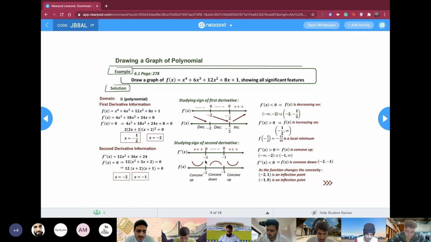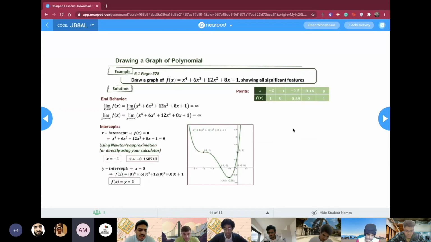We draw another number line and we place the -2 and -1, and we check the signs. We know it's a quadratic function, so we know the outside intervals have the same sign, and inside have the opposite sign. Third step, we draw the function.